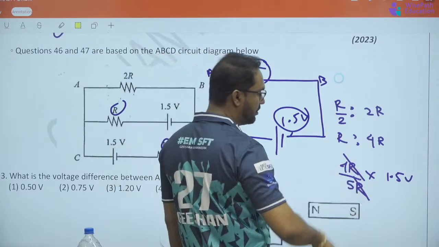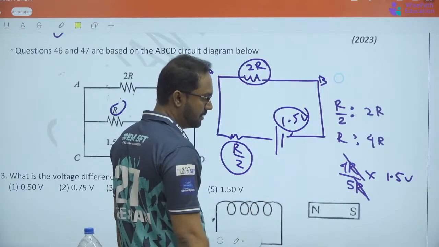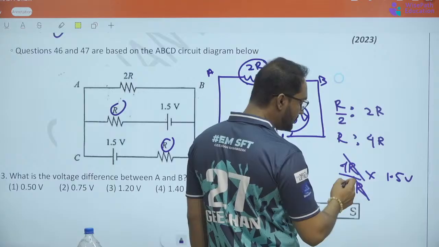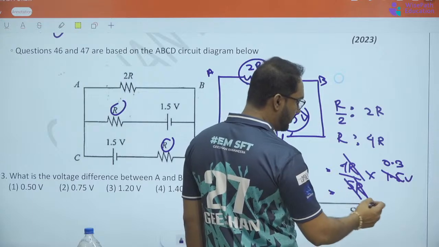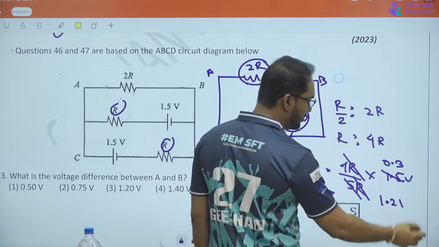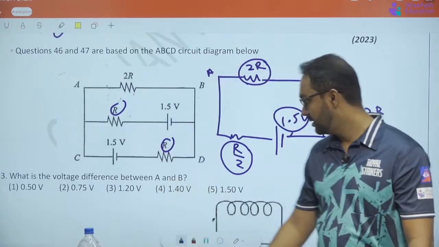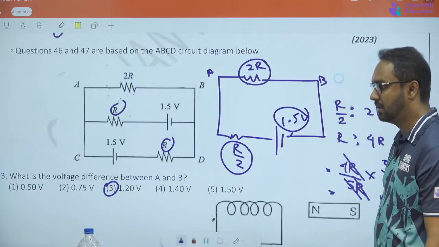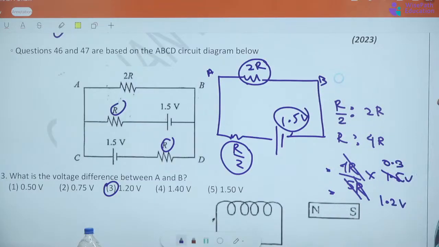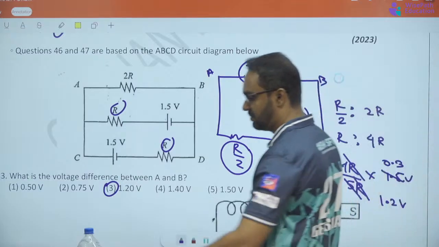So how much of a fraction will go to 2R? R to R cancels out. 5 times 0.3, and 0.3 times 4 is 1.2 volts. Is there any answer like that? Yeah, third answer, right? Third answer is 1.2. So what is the voltage difference between A and B? It is actually 1.2 volts.